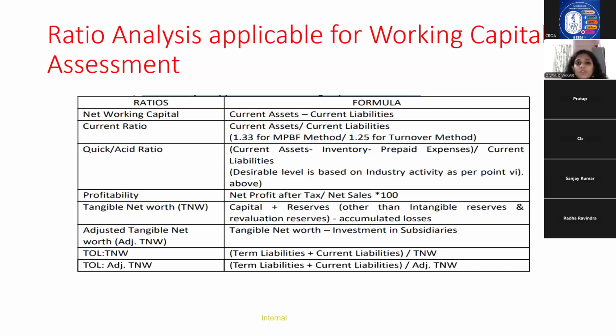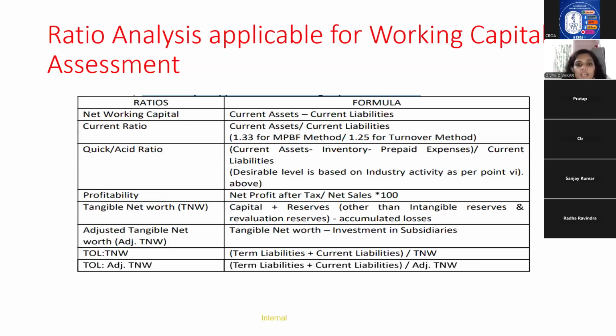Then coming to the working capital assessment, just some ratio names. I'm not going too deep into it, because rarely one question used to come in the past 2-3 years, very rarely. So I'm not going deep into it. Working capital assessment, basically 3 methods are there: turnover method, MPBF method, and cash budget method. And when we are analyzing the account, one method is ratio analysis. We are just discussing some of the ratios.